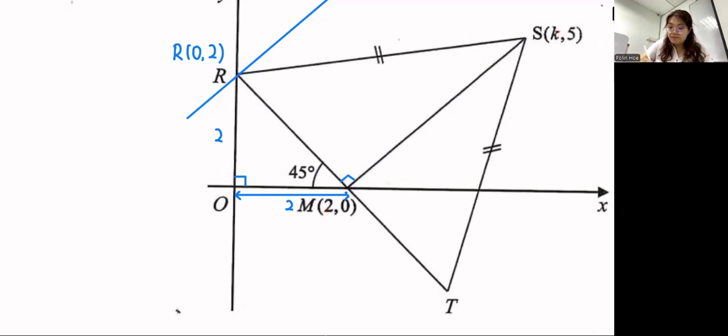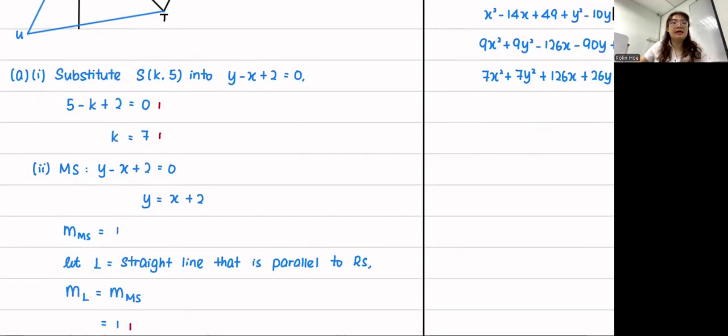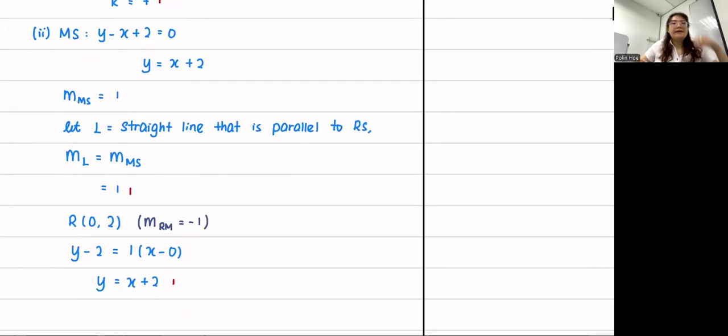However, please remember that when you are finding the equation, don't use y equals mx plus c. Use y minus y1 equals gradient times x minus x1. Teacher wrote this in very detail, you can have a look, and it explains why the coordinate of point R is 0, 2. And done. Now let's look at B part 1.